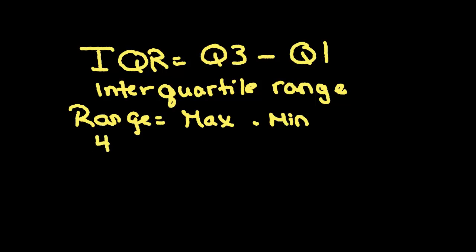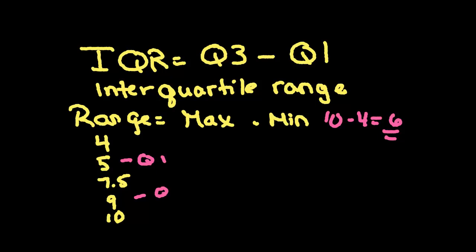So when we had our data, what was it, like 4, 5, 7.5, 9, and 10 for that first box plot that we drew. The range would be 10 minus 4, or 6. But the inner quartile range is the difference between Q3, which is 9, minus Q1, which is 5. So the inner quartile range is 4.